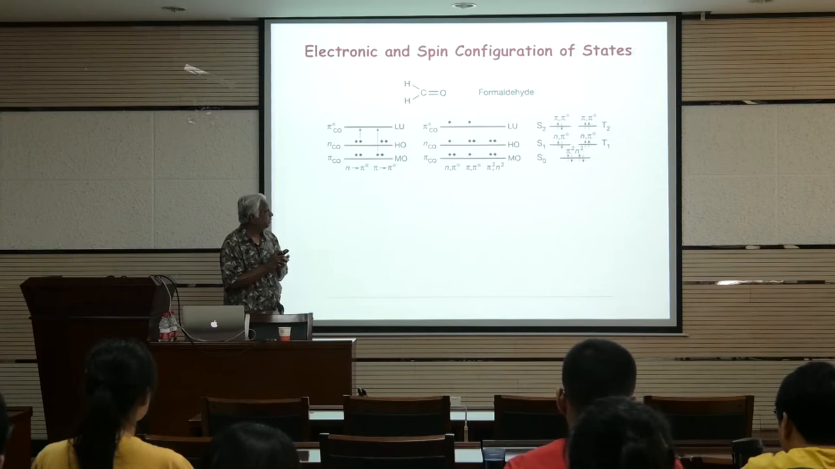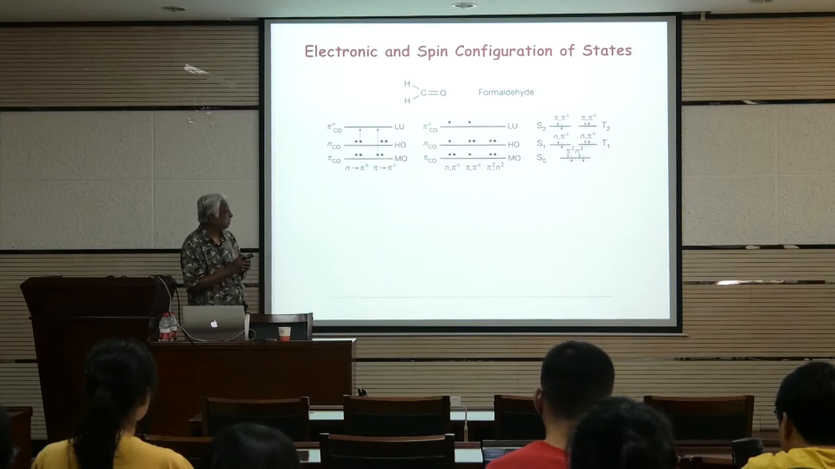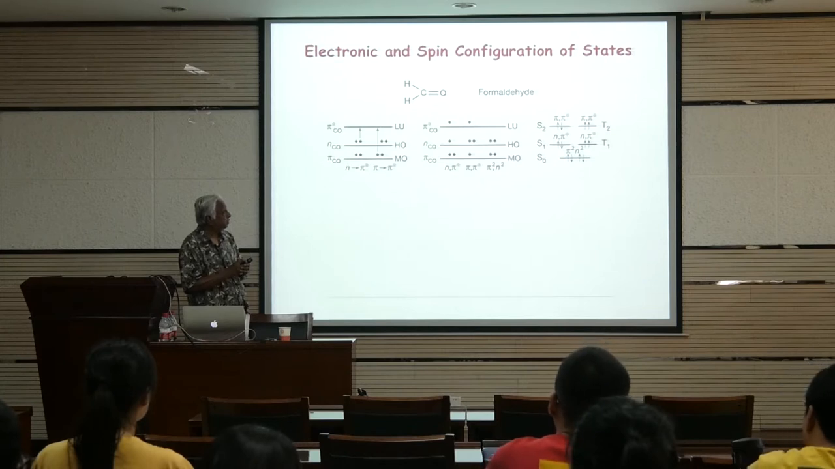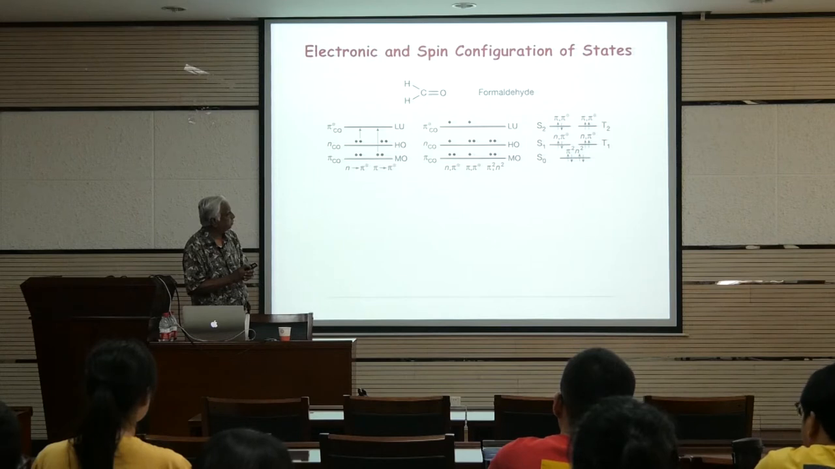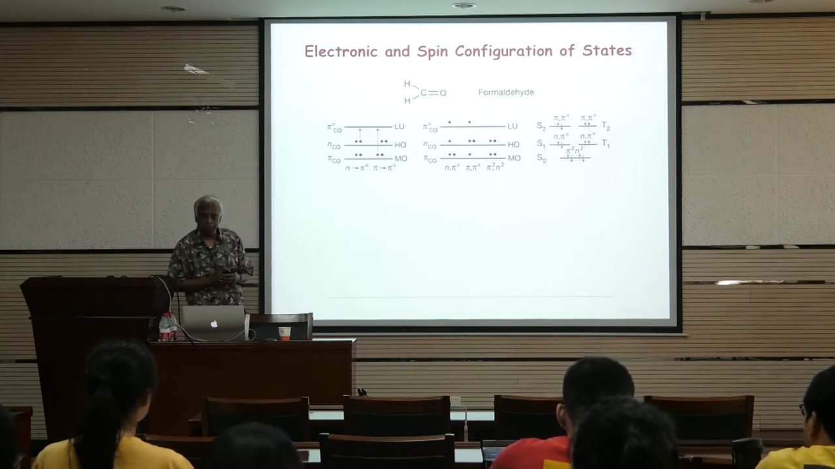Now, if you take an electron from here and put it here, the electronic configuration is going to look like this, one here and one here. This will be a pi to pi star state. If you take one electron from here and put it here, there is one electron here and one electron here.